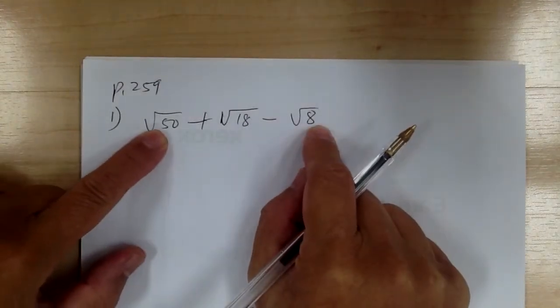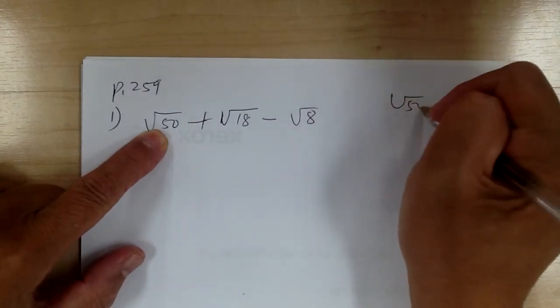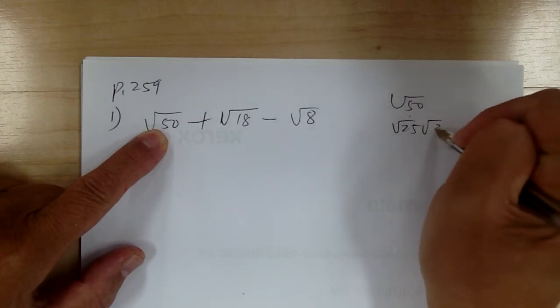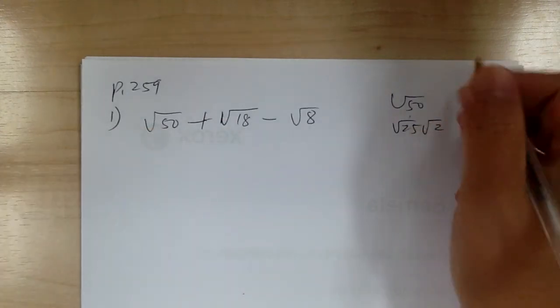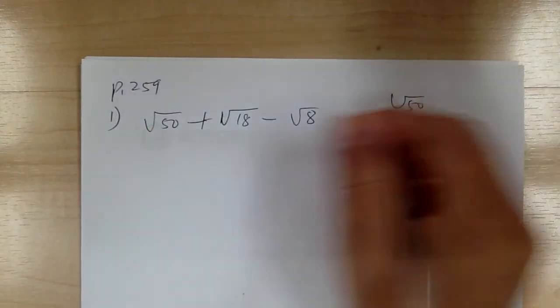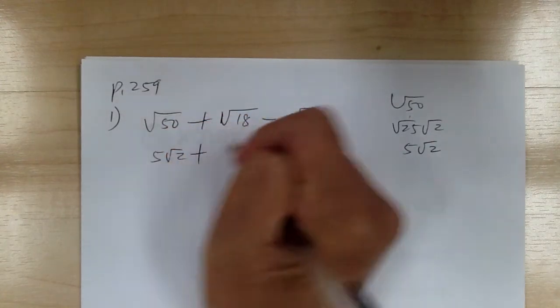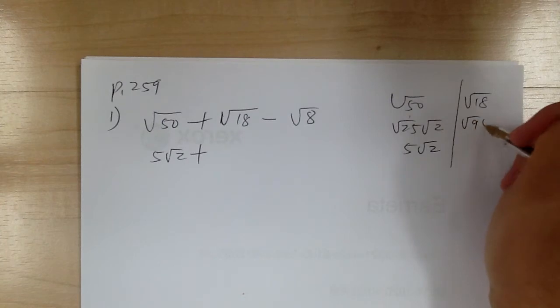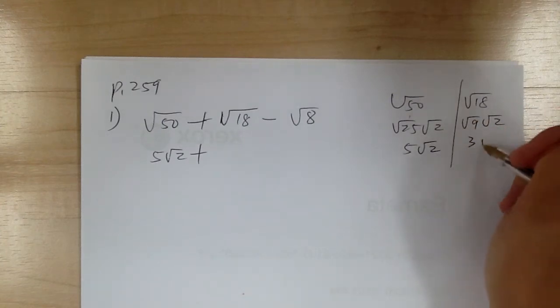So you can go off to the side. Square root of 50, you can break down into square root of 25 and square root of 2. So get into the perfect square. So this would be 5 square root of 2. For 18, you can break down into square root of 9 and square root of 2. So this gives you 3 square root of 2.